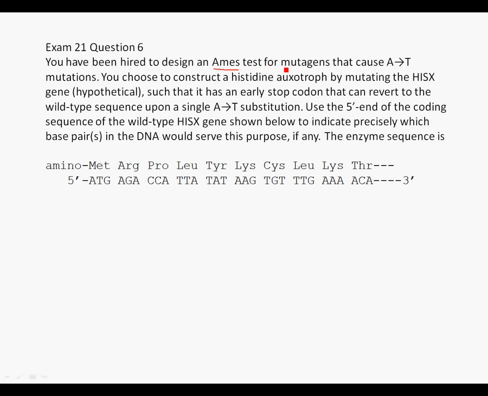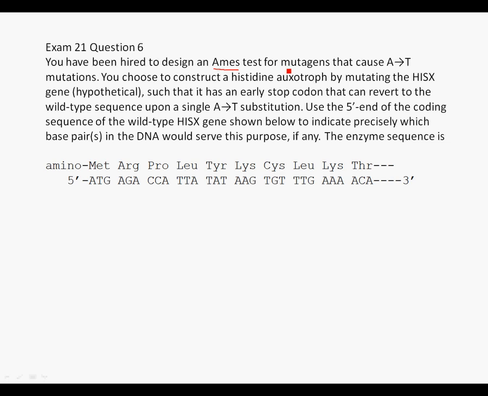It's a test for mutagens. Notice it's a test for mutagens. It's not a precise test for a carcinogen. It's a test for a mutagen. It's a test for something that causes a mutation. Likely anything that causes a mutation causes cancer, but nonetheless the test is specifically for a mutagen.